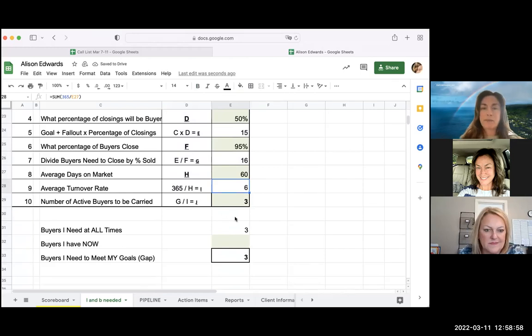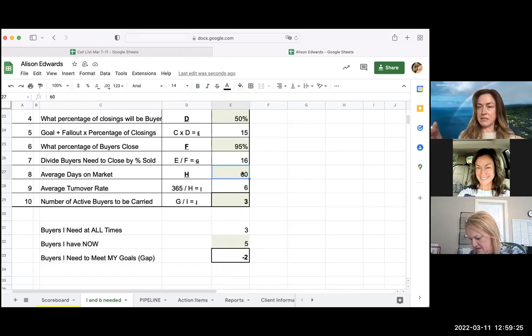So you're going to need 3 buyers actively at all times. How many do you currently have? 5. Wow. Right on. But right now I have no business. I'm unemployed. What do you mean? I have 3 listings coming and I have buyers. One is moving to the state, so it'll probably be April. Another buyer's ready.